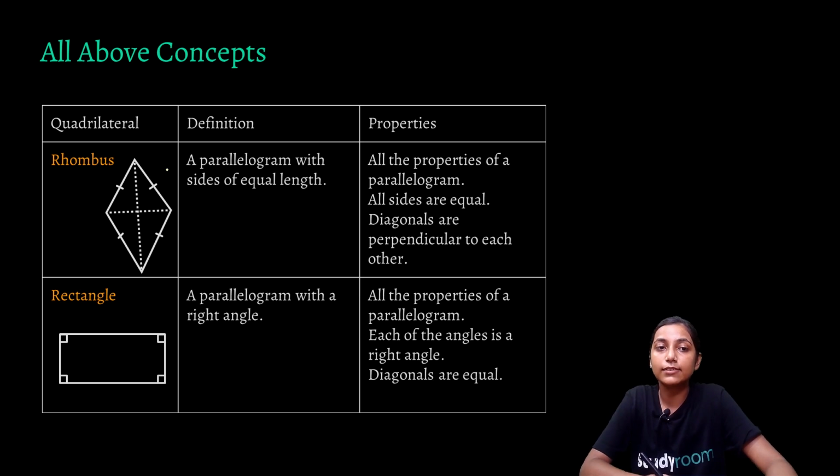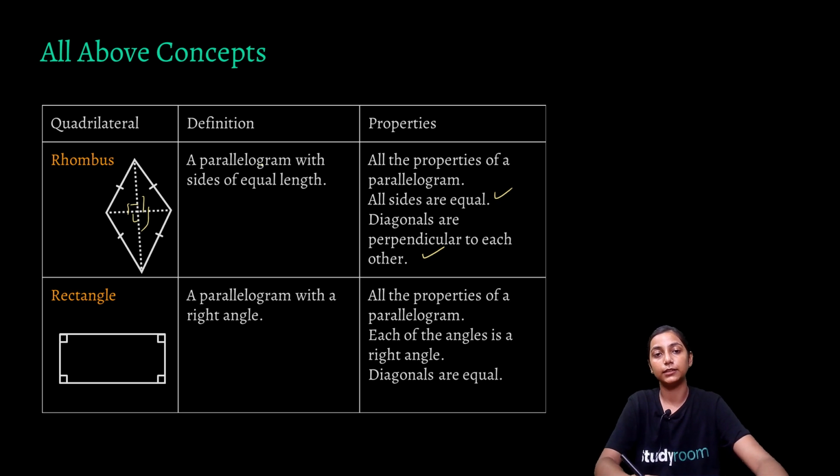What did we study then? We studied about the rhombus also. So what was a rhombus? A rhombus was actually a parallelogram with all the sides of equal length. All the properties of a parallelogram are going to hold true for this rhombus. What other properties were there for a rhombus? All sides will be equal and the diagonals will be perpendicular bisectors of each other. These were the extra properties for a rhombus.